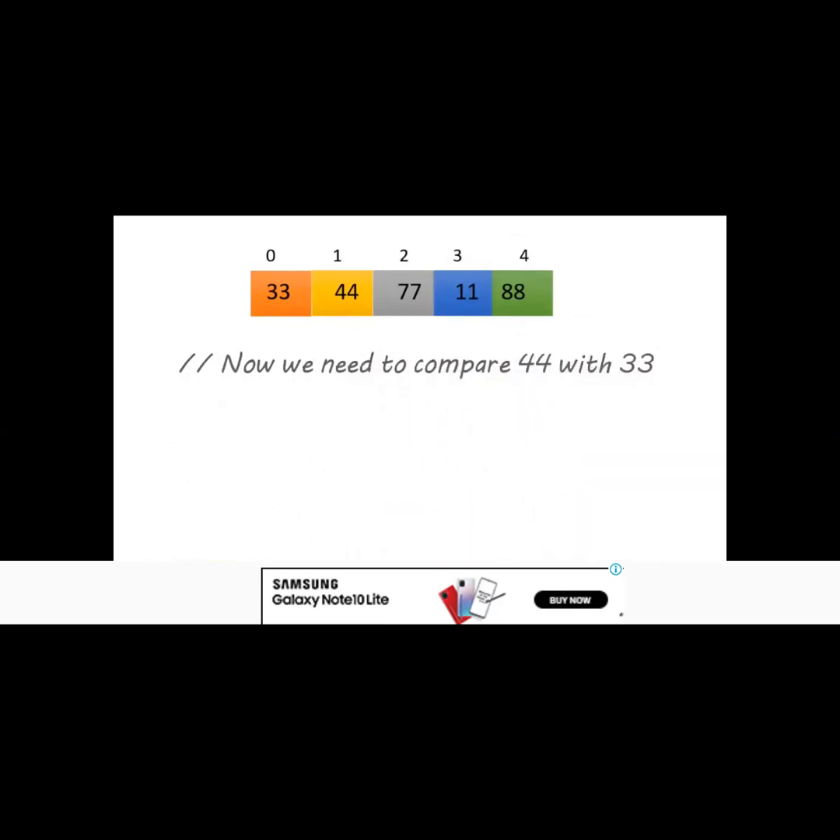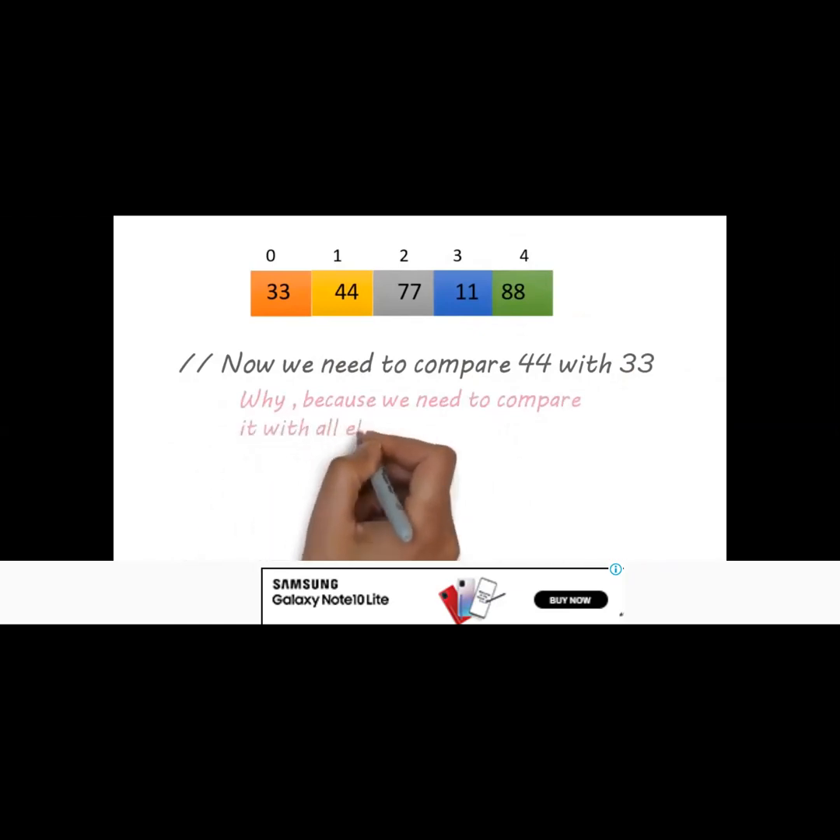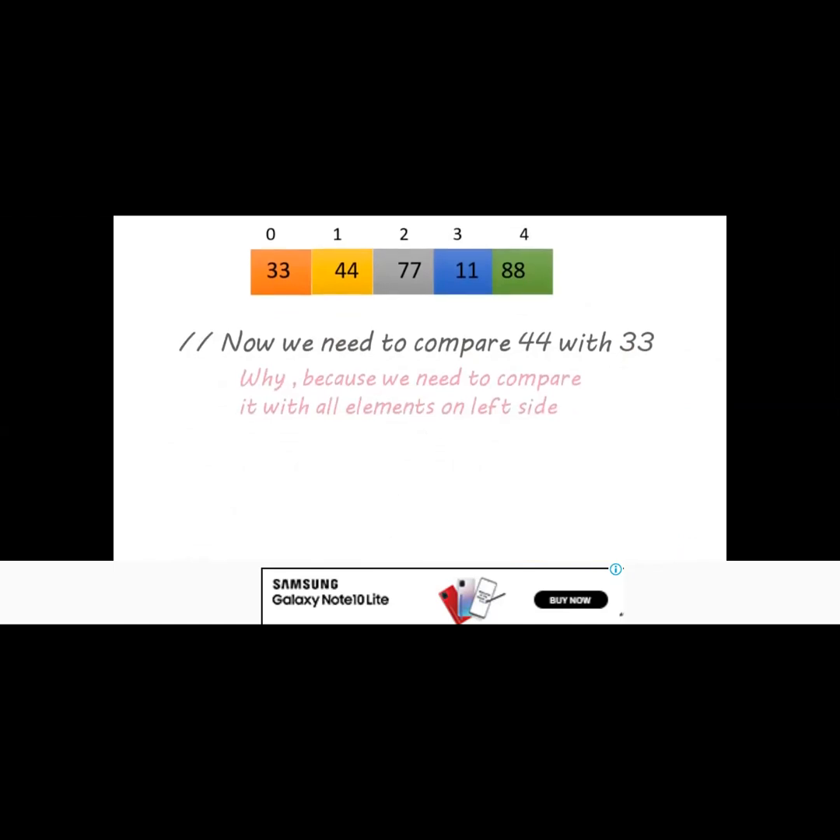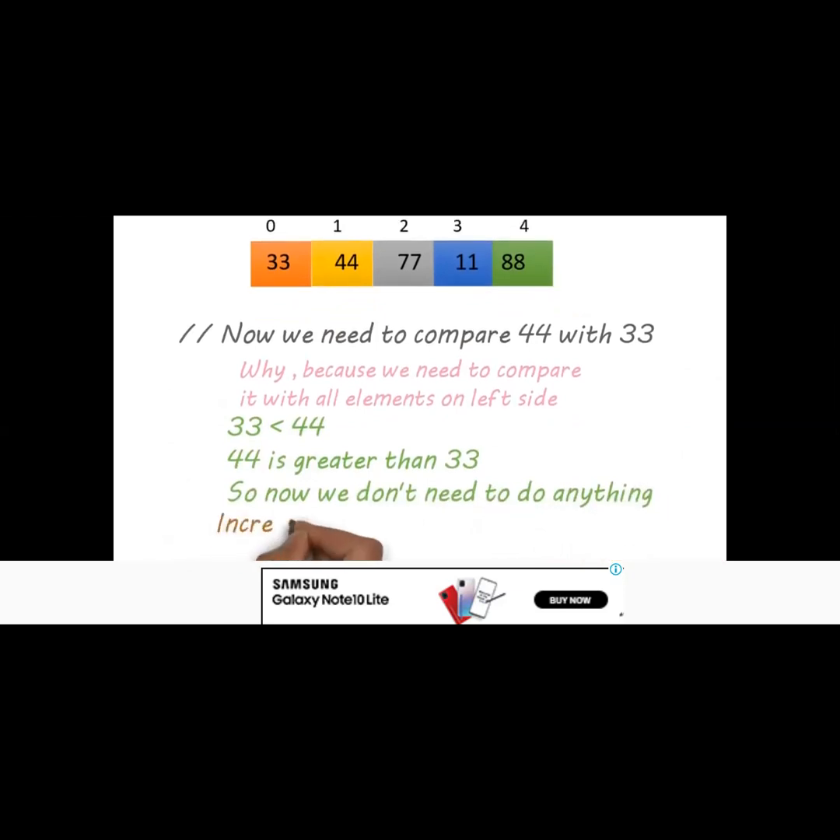Now we need to compare with 33. They are saying the reason: because we need to compare with all the left side elements. Now 33 is less than 44. 44 is greater, that's why the condition is true. We don't need to swap it.